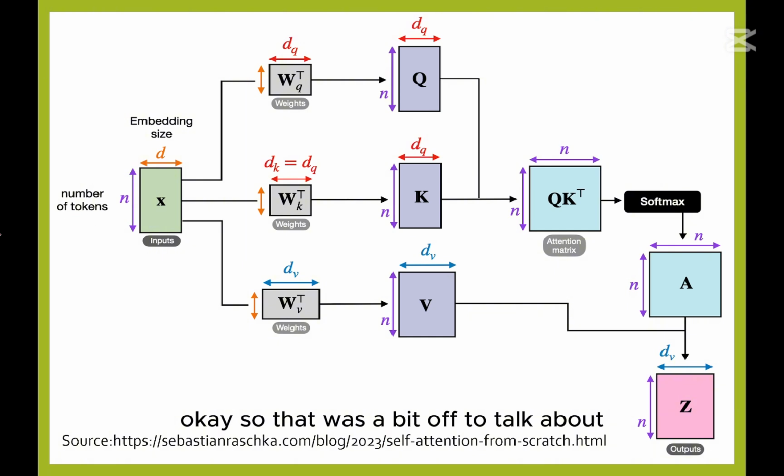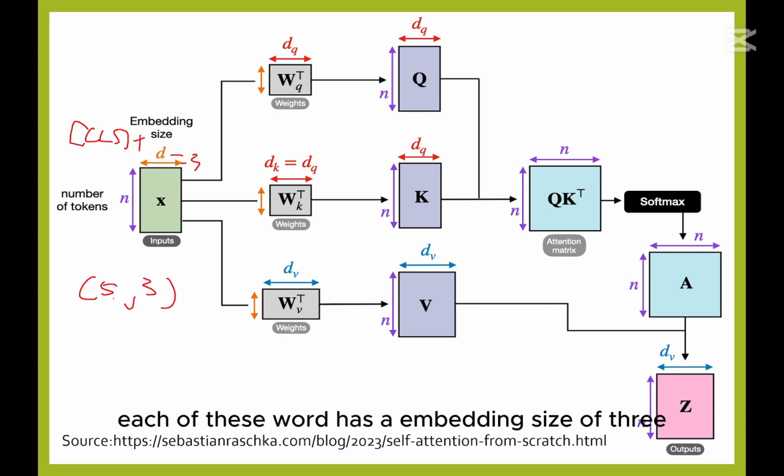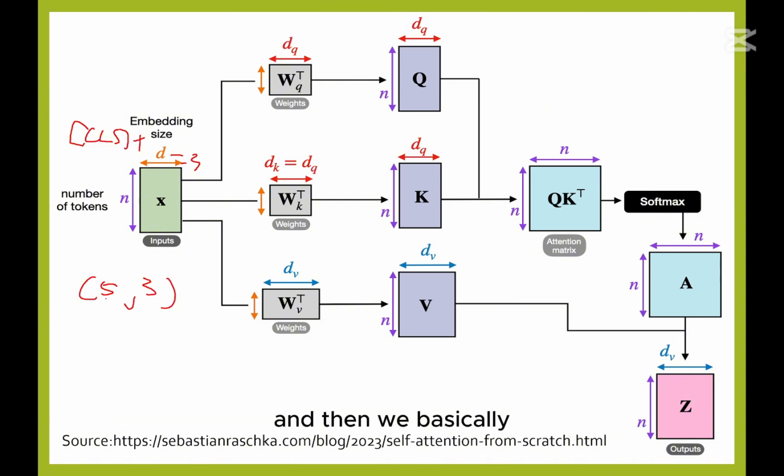Okay, so that was a bit to talk about. So let's just recap everything again. Suppose you have your inputs, and we're going to start with the sentence, I love this movie again. And let's also append the CLS token here. So what you're going to get is a size 5 times your embedding size of, let's say, 3. Basically each of these words has an embedding size of 3, and then we add our position encodings as such. And then we go into the self-attention layer, which is this part.